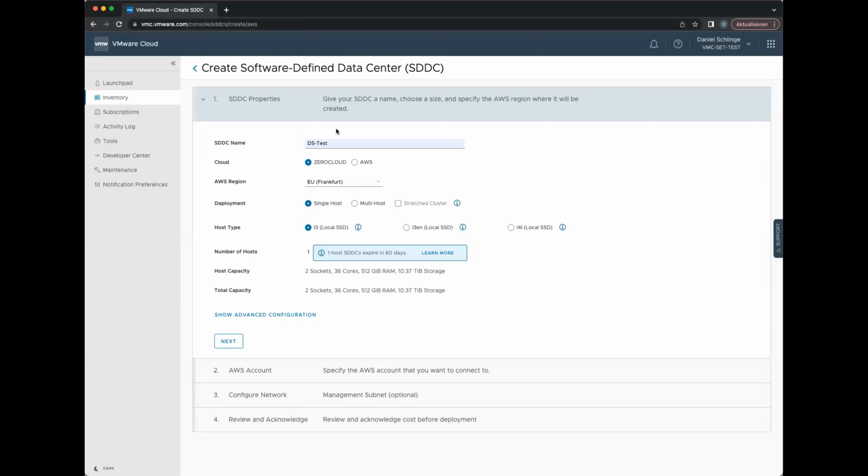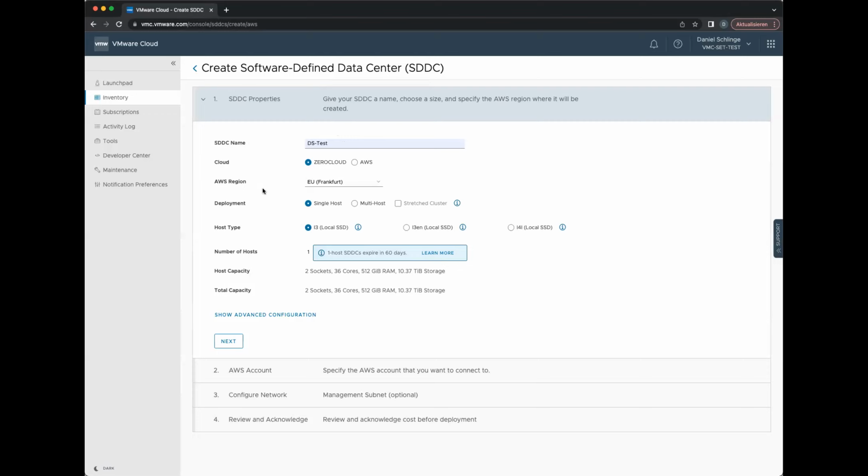And this pops up. What we basically need here is an SDC name. In my case, it's a test, and the cloud. It's basically so that we can divide between Zero Cloud and AWS. For us, we have a simulation of this workflow, but it does basically the same as what it does on AWS. So please don't care about that.